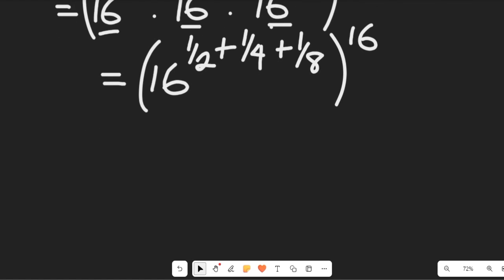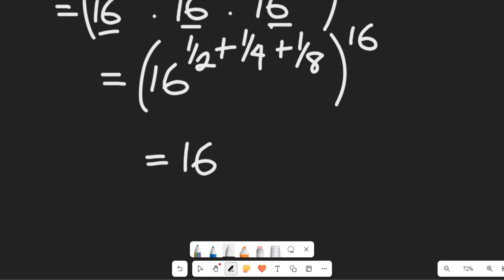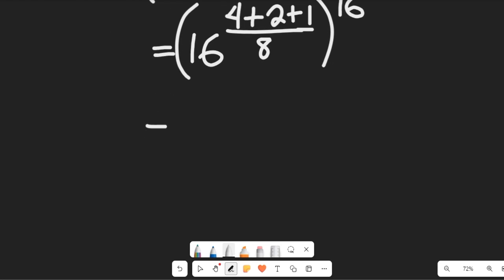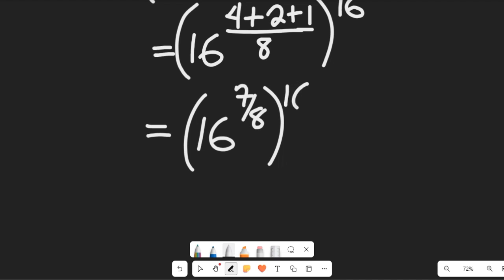So what do we have? If we simplify the index, we're going to have this equal to 16 to the power of, over 8: 8 divided by 2 is 4, 4 times 1 is 4, plus 8 divided by 4 is 2, 2 times 1 is 2, plus 8 divided by 8 is 1, 1 times 1 is 1. And all this will be to the power of 16. Good. Now this expression will be equal to 16 to the power of 4 plus 2 is 6 plus 1, 7 divided by 8, all to the power of 16.